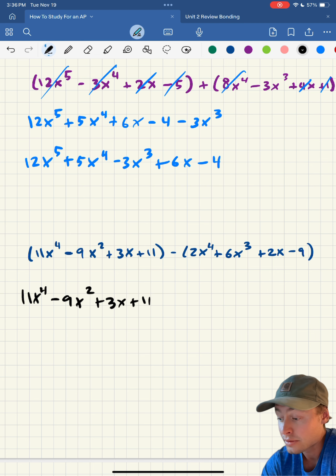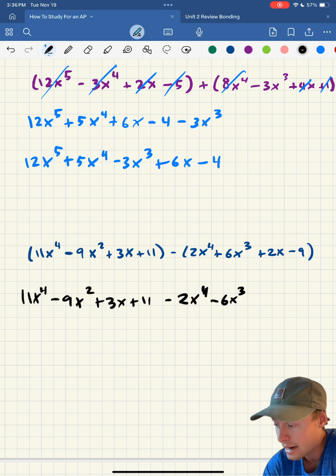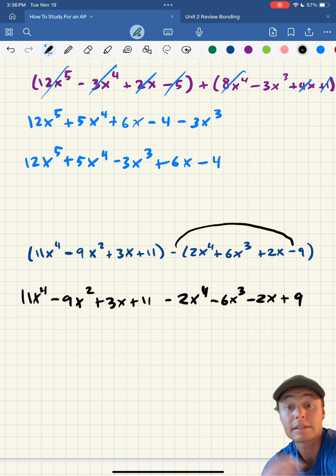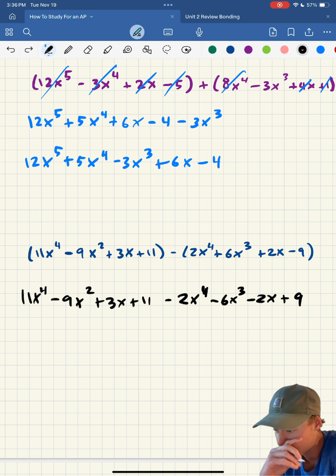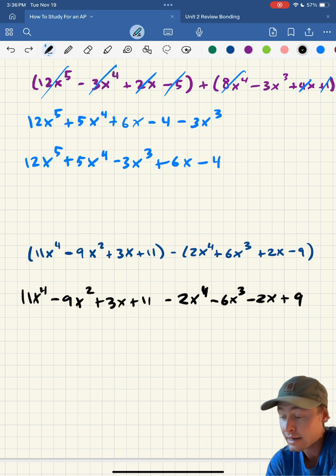So negative positive 2x squared becomes negative 2x to the fourth minus 6x cubed minus 2x plus 9, because the negative times the negative is a positive, right? So basically everything in parentheses that started positive became negative, and everything in the parentheses that was negative became positive, okay? So now I don't have to worry about that negative sign, and I can just start combining like terms.